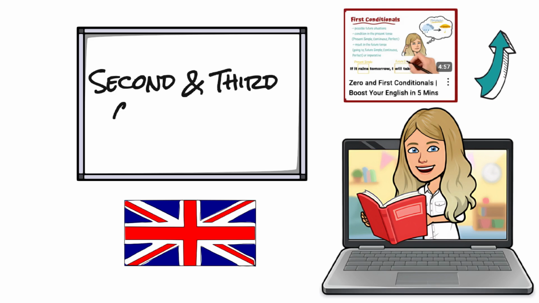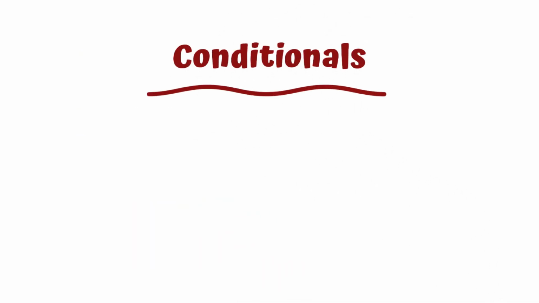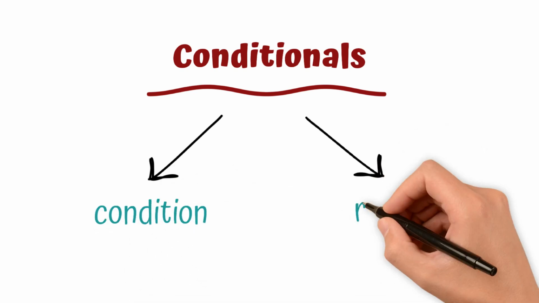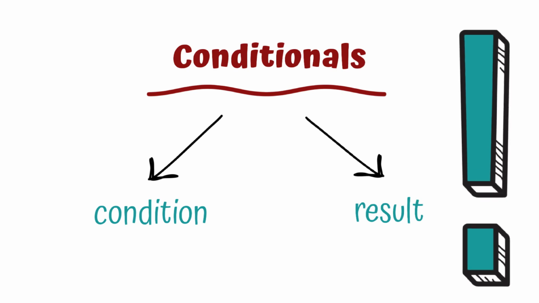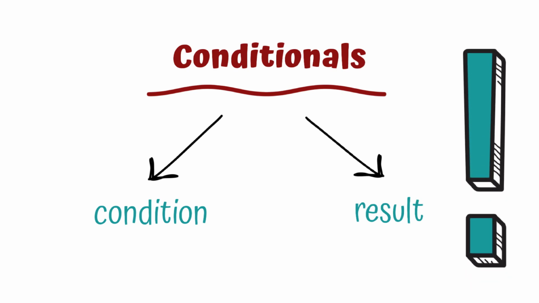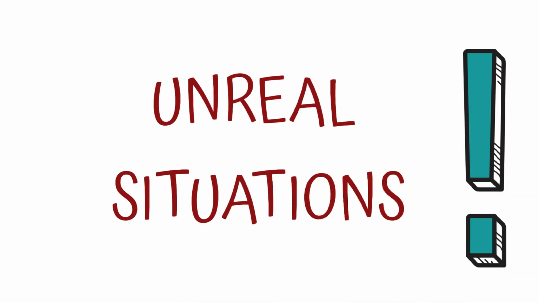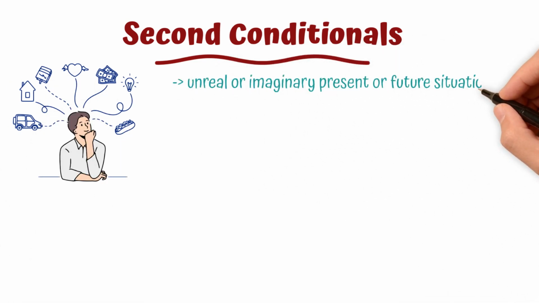Now, let's learn about another pair of conditionals, the second and third conditionals. Similar to the zero and first, unreal conditionals also consist of two parts, the condition and the result. However, unlike zero and first conditionals, which talk about real situations, second and third conditionals deal with hypothetical or unreal situations. Second conditional describes unreal or imaginary present or future situations.